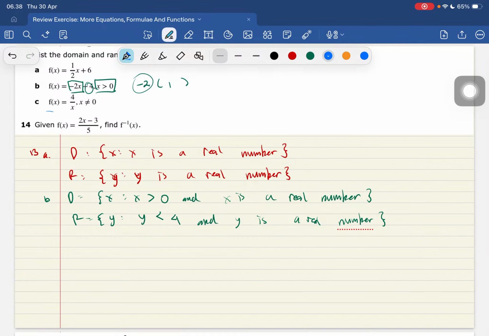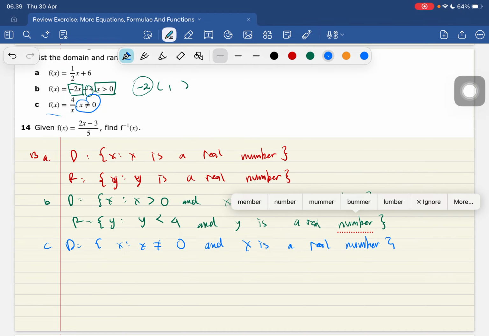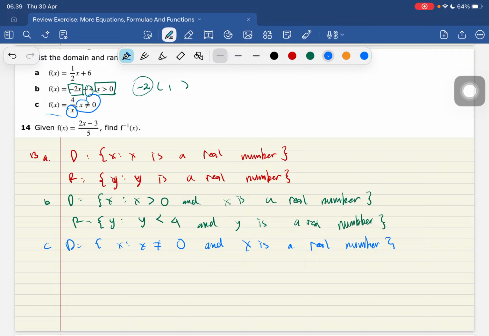Okay, here. The set is x not equal to 0. So the domain is x is not equal to 0 and x is a real number. If x is not equal to 0, we will never get the answer y equal to 0, or the output will never equal 0. So for the range, y is also not equal to 0 and y is a real number.